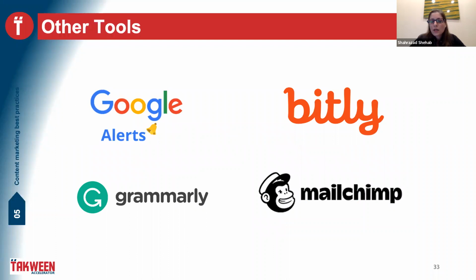And other tools like Google Alerts. Google Alerts helps you monitor the web for interesting new content, and it sends you emails when it finds new results. Bitly is a tool used for shortening URLs or links. Grammarly is a tool used to review spelling, grammar, and punctuation. And Mailchimp is a great tool for email marketing and sending newsletters.